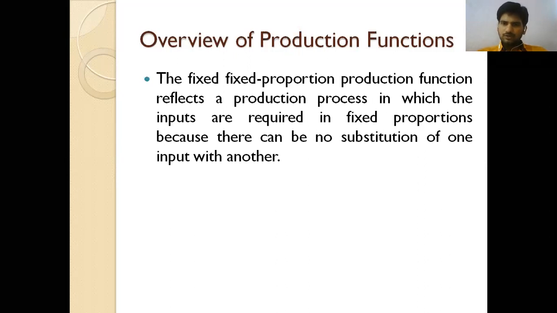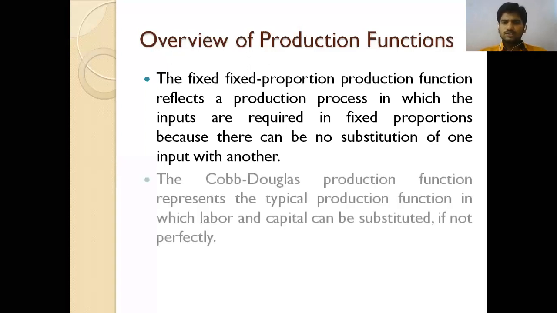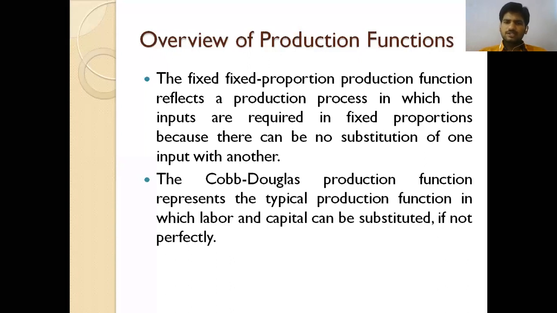So they can see about this one. It is going to be processed in this way. So the process is going to be fixed. When it is fixed, the inputs are required in a fixed proportion because there is no substitution. In the linear one, we have different substitutions, and then we have variable capital. Here we have fixed proportions, and we don't have any substitutions. The Cobb-Douglas production function represents the typical production function, in which labor and capital can be substituted.